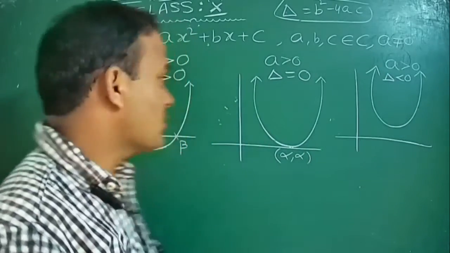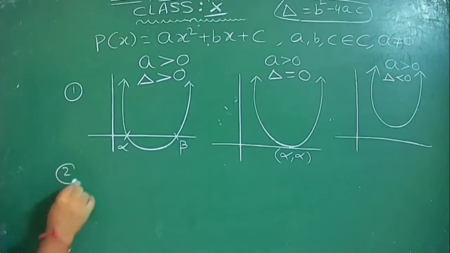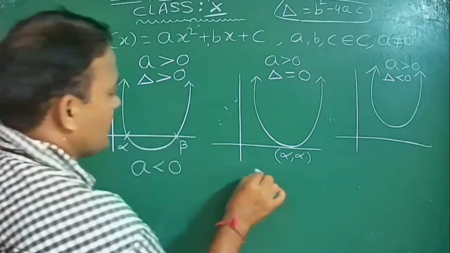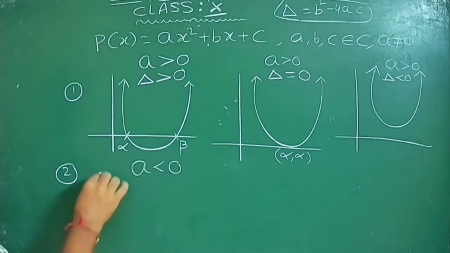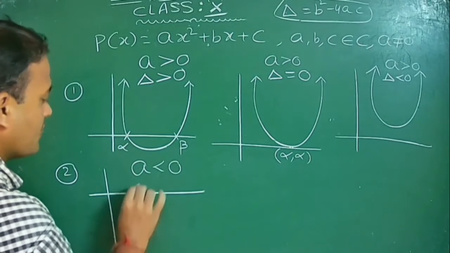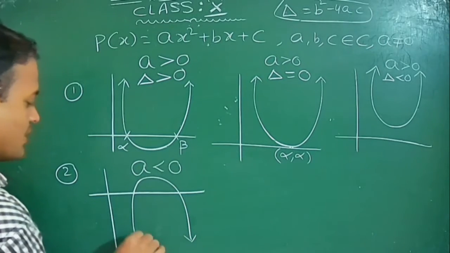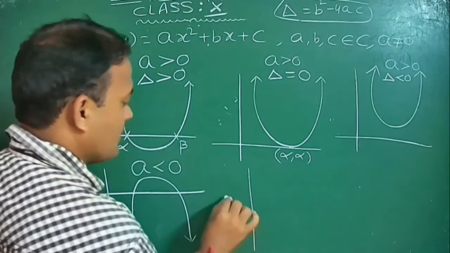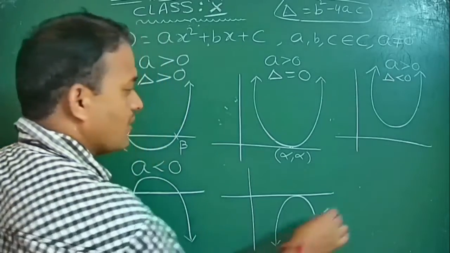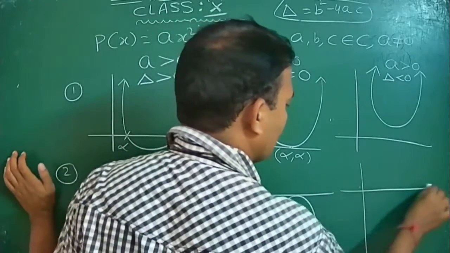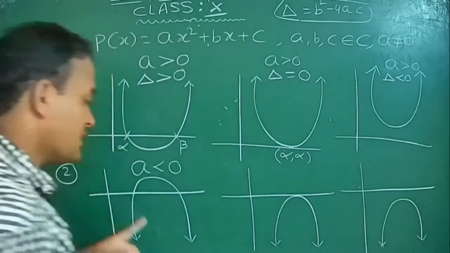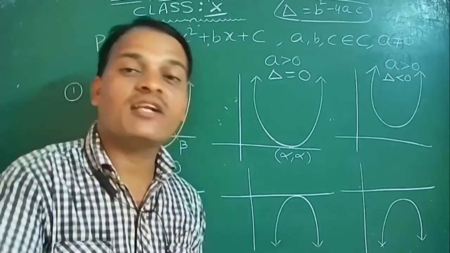Suppose in the second case a is less than 0, again three conditions will be there. If a is less than 0, the graph will come one time like this, and again one more type is this, and again one more never touches the x-axis. So these are the graphs that open downwards.